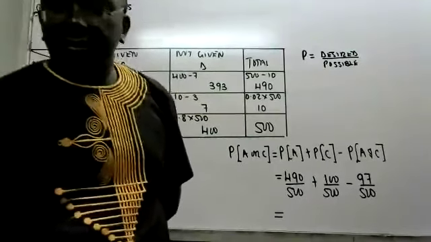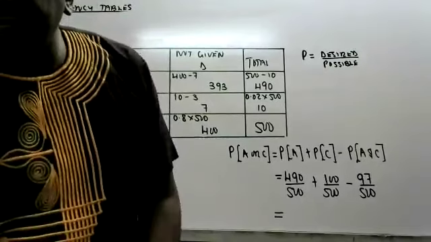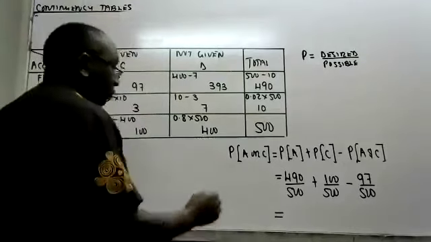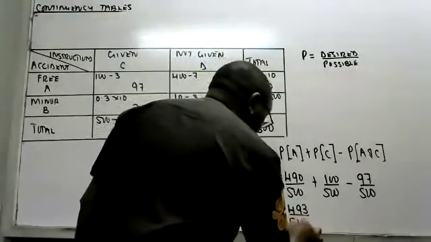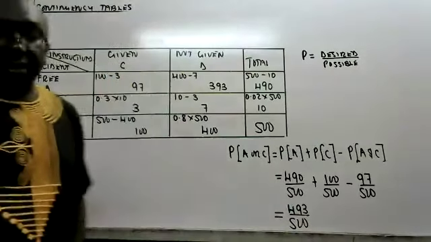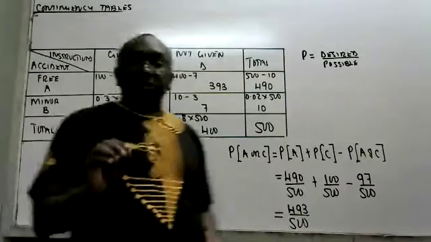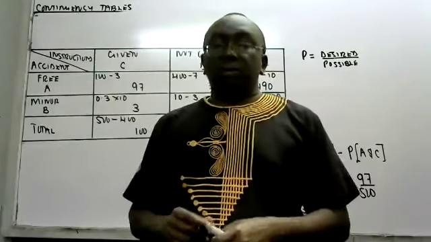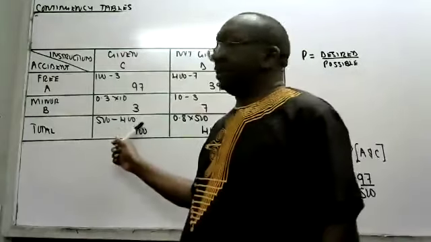Yeah, 493 out of 500. Okay, good. Those are some of the extensions of what we have done so far. I was trying to show you some questions that you can be asked to do in regard to the table.